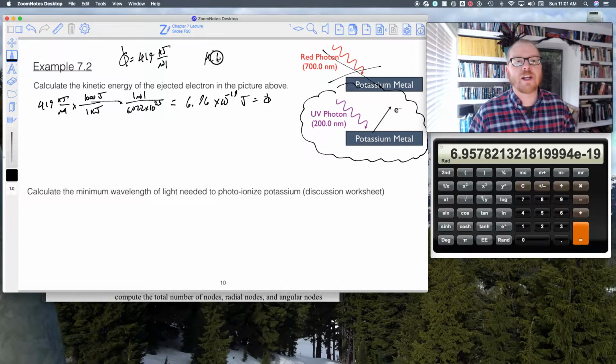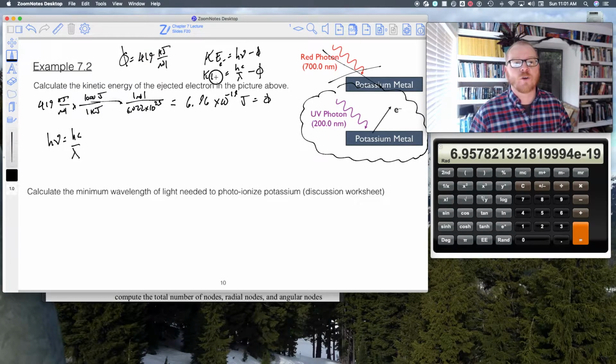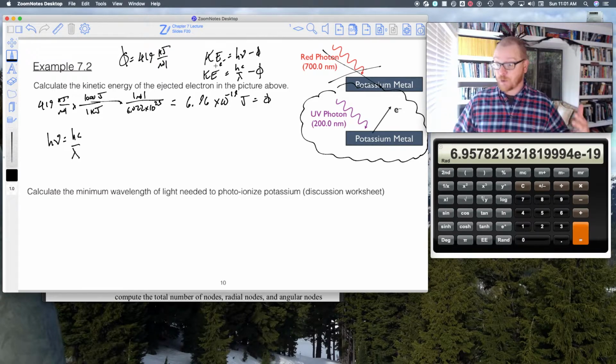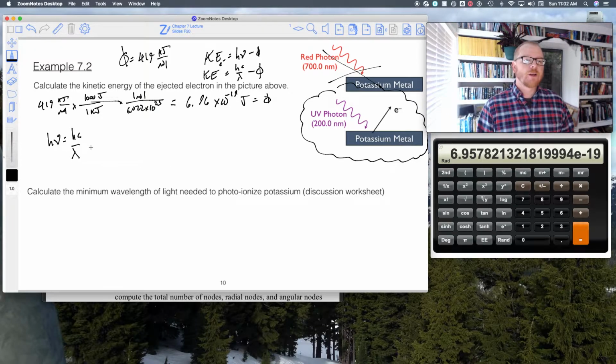So I remember that my equation is kinetic energy of the electron equals h nu minus phi. Now I have to calculate this quantity h nu, but I don't have the frequency in this picture. I have the wavelength. So I recognize that h nu also equals hc over lambda. So in this equation, I can also say that hc over lambda minus phi equals kinetic energy. Either one of those is okay, depending on whether I have the frequency or the wavelength. In this case, I have the wavelength, okay? So let's do that calculation.